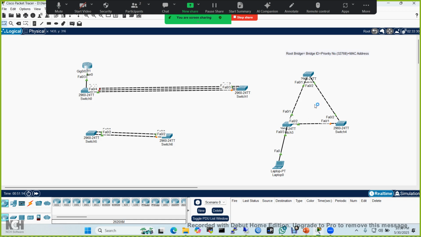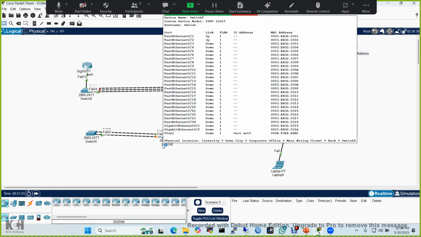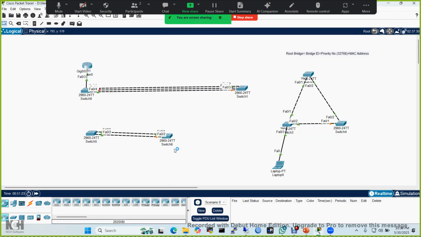Are you clear? Yes. For this switch, are there any root rule ports? No. For this switch, all the ports are which rule? Designated.